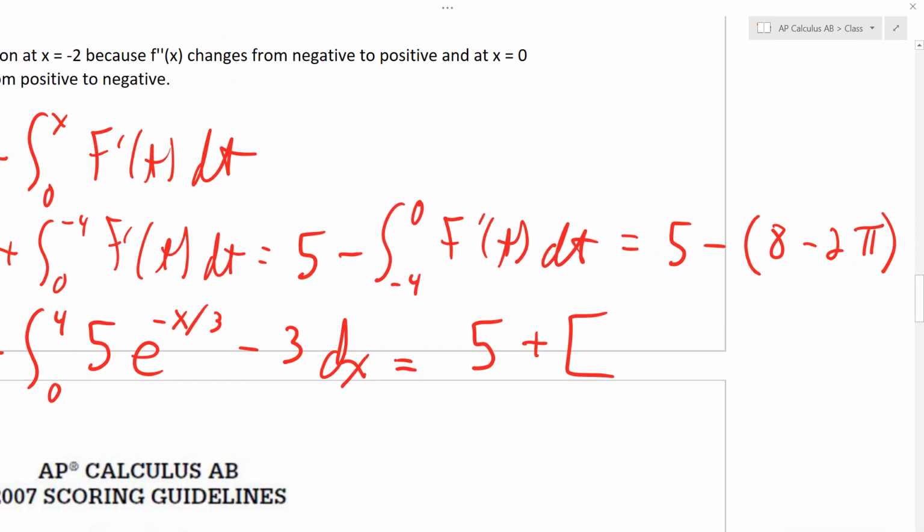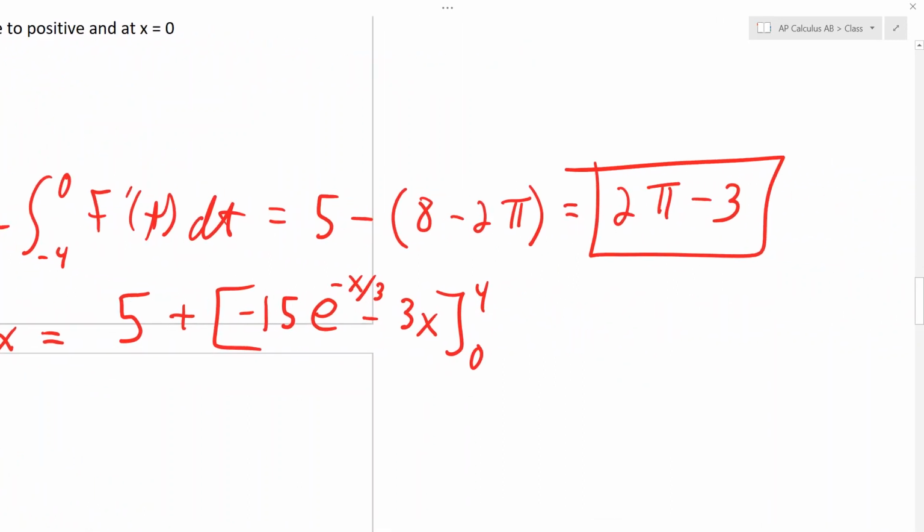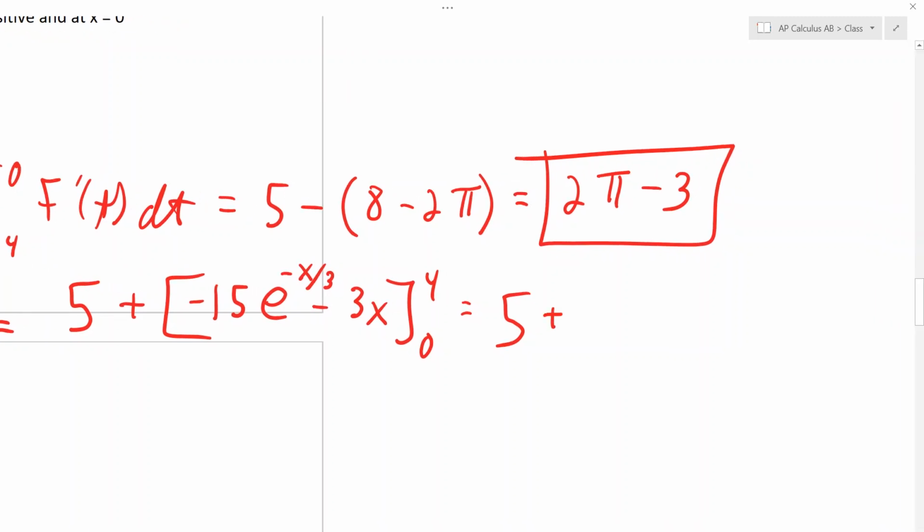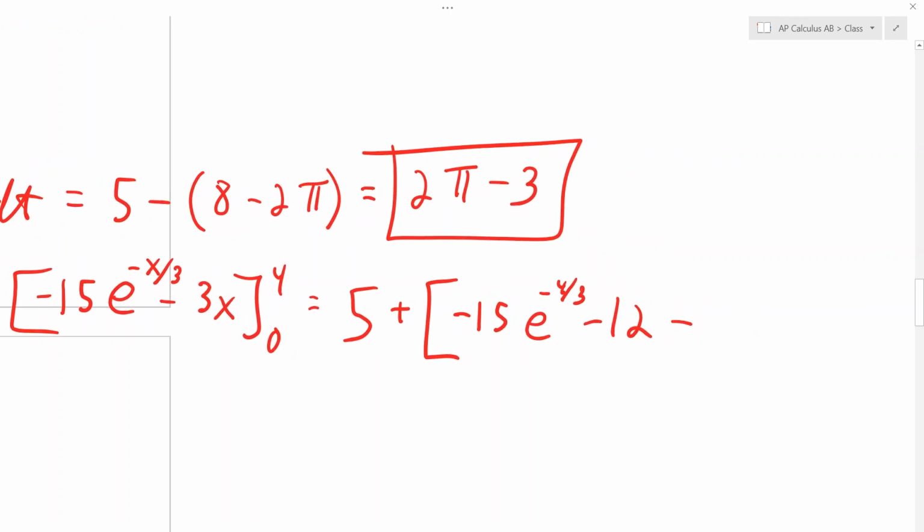The integral of this, can you do this in your head? You have to have the e, but then you have to multiply by negative 3. So it's actually negative 15 e to the negative x over 3 minus 3x from 0 to 4. That's just like a u-sub, by the way. Let u be negative x over 3, du is negative 1/3, and you can work it out. But it's 5 plus, if you plug in 4, you get negative 15 e to the negative 4/3 minus 12. Minus, if you plug in 0, you get negative 15 times 1 minus 0.